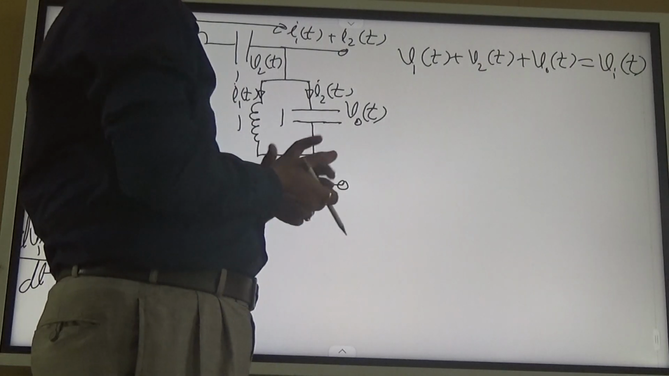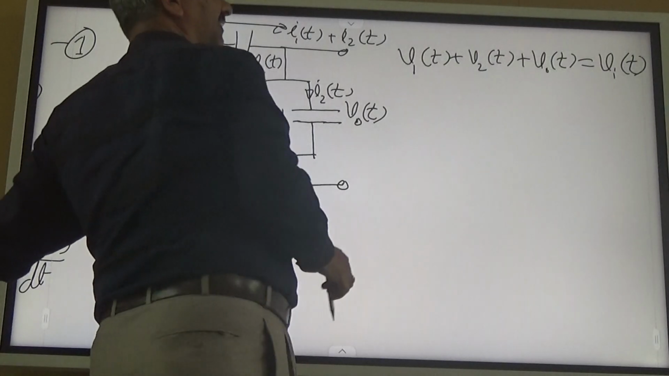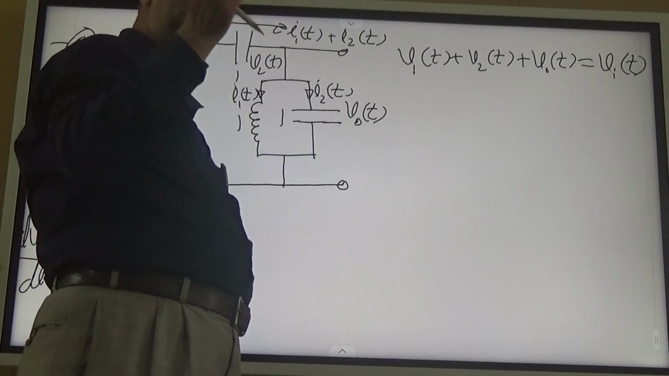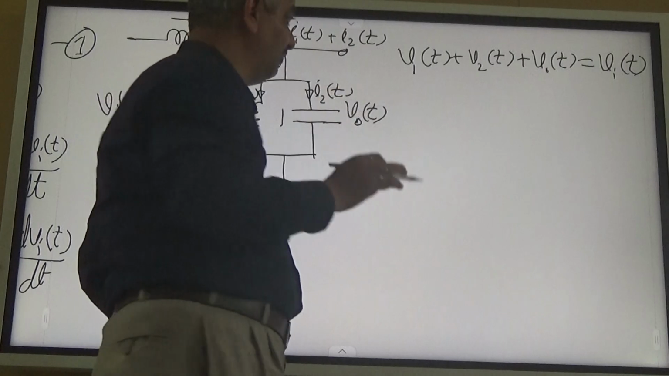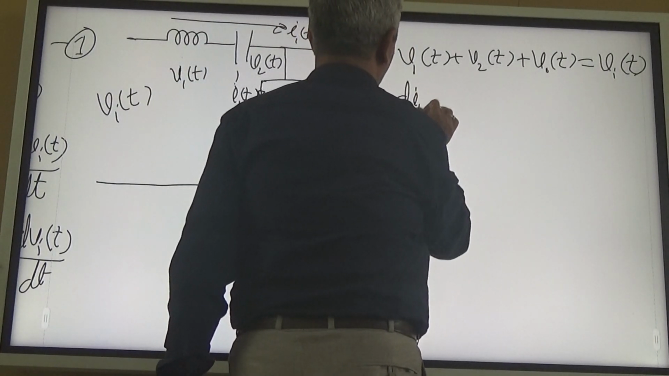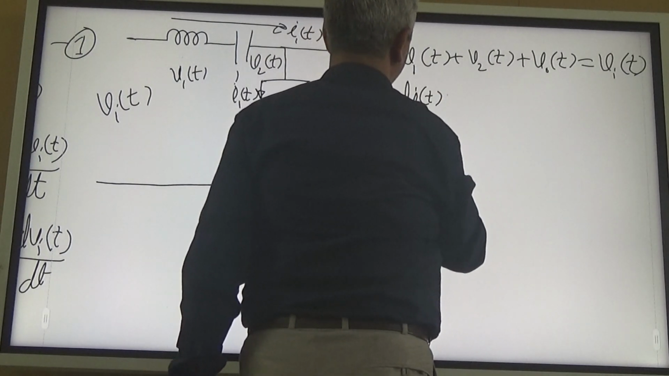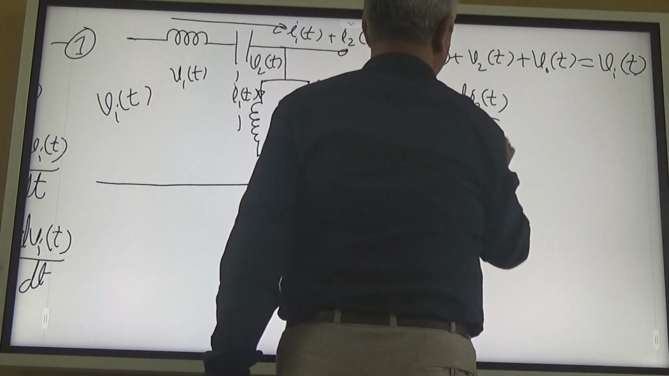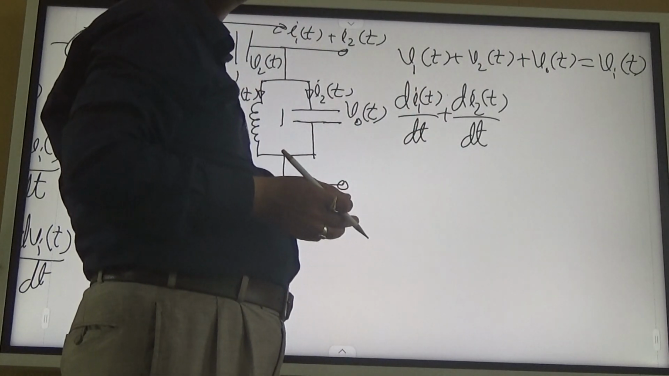What is V1(t) now? This is V1(t). What is V1(t)? L di by dt. What is di? I1(t) plus I2(t), right? So L is 1. So will it be all right if I directly write dI1(t) by dt plus dI2(t) by dt? Is it right? No issue. I hope everybody agrees with this.